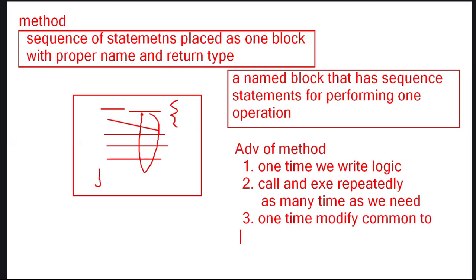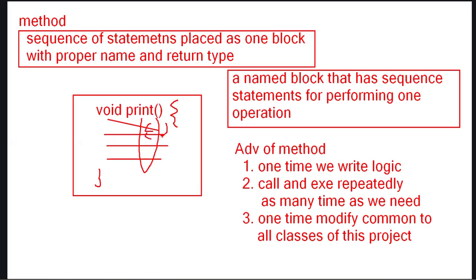Common to all classes of this project. For example, I am taking this method as void print or display, whatever. Then inside I am printing SNO, SName, course, fee.